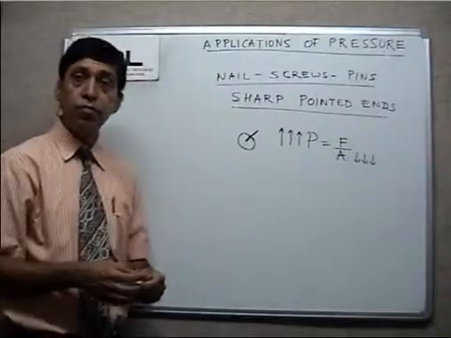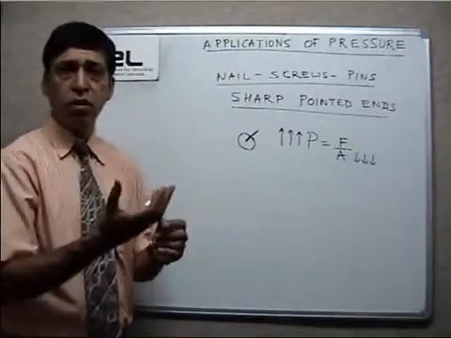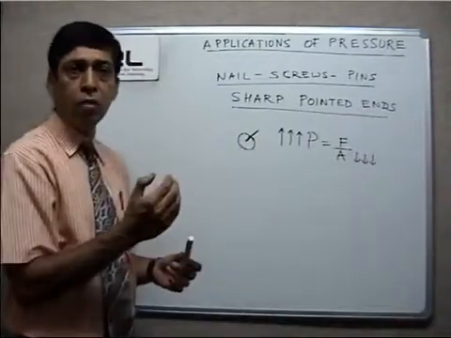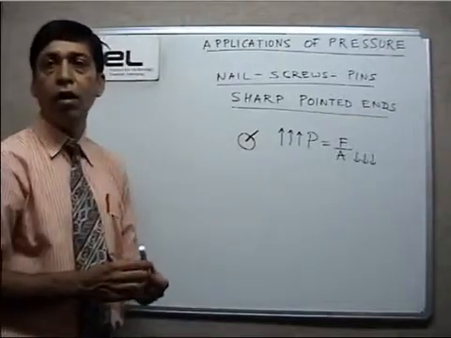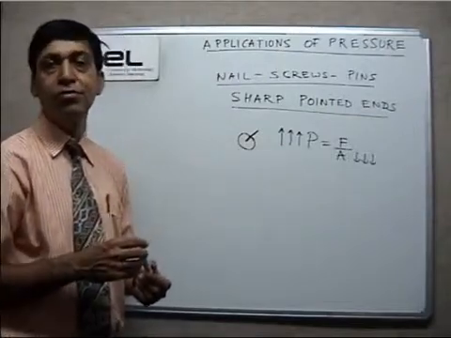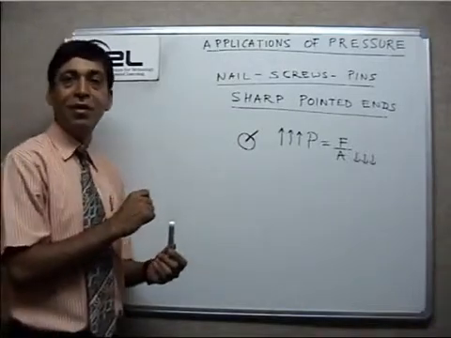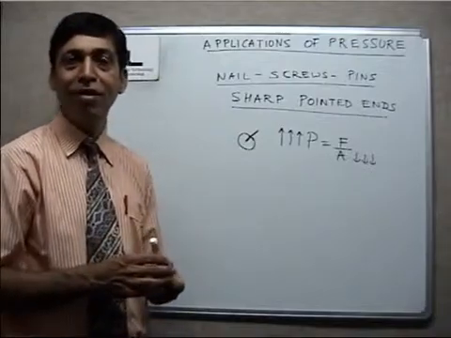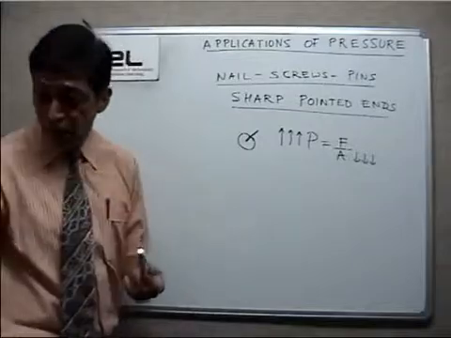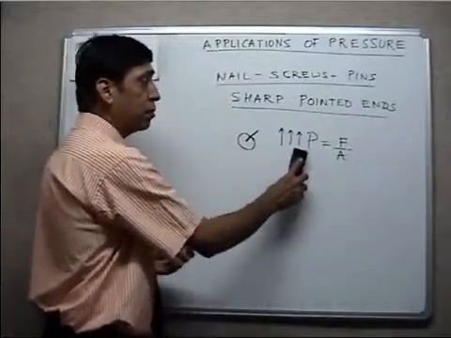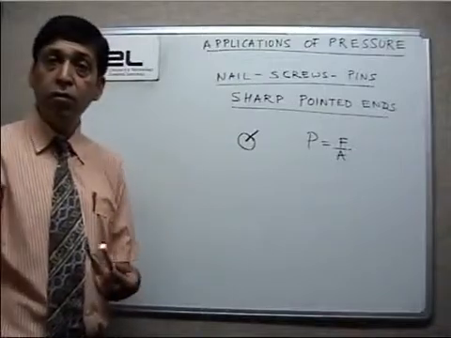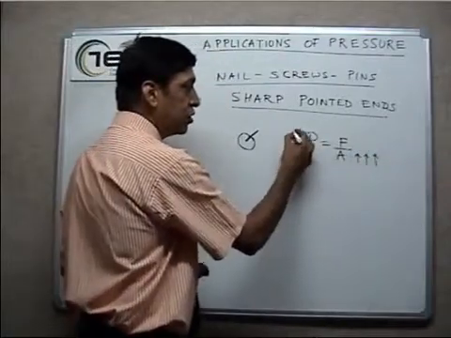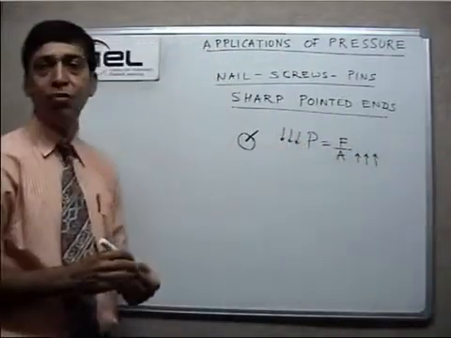Now you do the reverse of this. Take this pin and now place the head of the pin on the wall and the pointed end towards you. Now you hammer the pin. There is no chance the pin will go into the wall, because the area, that is the head of the pin, on which you are applying force is large, and therefore the pressure applied on the pin is too low. It won't go in.